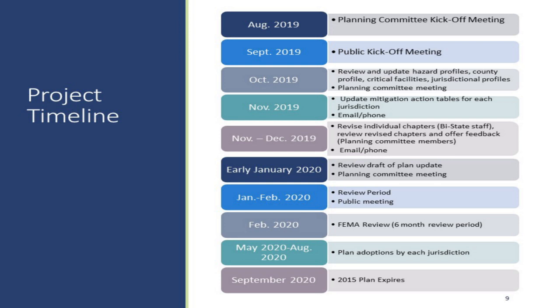While FEMA is doing that, we will be asking individual jurisdictions to pass resolutions adopting the plan, which is the final thing that needs to be included in it. Everybody needs to say, we've read through it, we agree with what's in here, we're adopting it as our plan for the next 5 years. And then once we have those, we will compile them and pull the whole entire document together in August of 2020 so that it will be in place prior to the expiration of the current plan in September 2020.